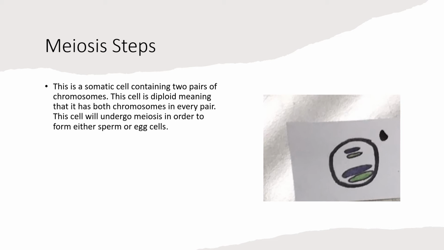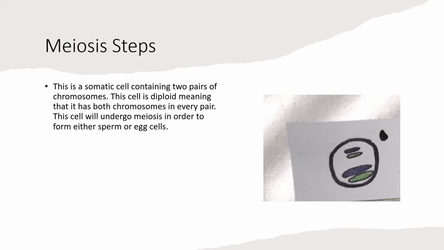So as you are drawing this, I would get 2 different colors, or I would maybe shade one of your chromosomes in and leave the other one open, so that you can tell the difference, because it's important that we can tell the difference between the chromosomes from mom and the chromosomes from dad. So this is our somatic cell. We have our 2 sets of chromosomes, or 4 chromosomes total.